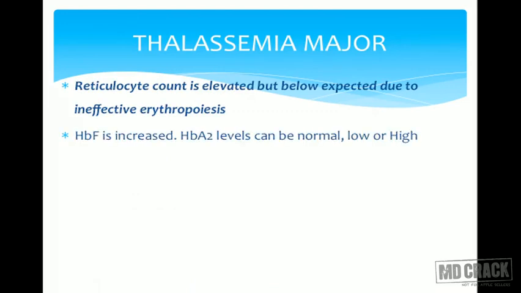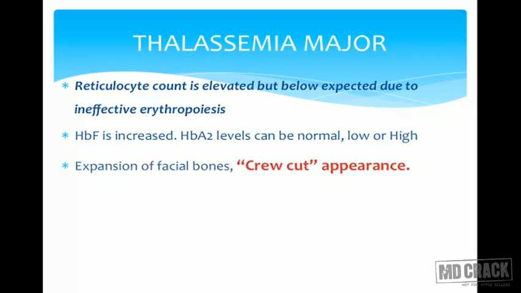In all the cases of hemolytic anemia, what is most important is the reticulocyte count. Here also the reticulocyte count is increased, but below the expected level. How much you are expecting, it will not be so much. It is mainly due to ineffective erythropoiesis. If you send the blood sample for hemoglobin F estimation, it will be raised. Hemoglobin A2 levels will be normal, or slightly low, or even maybe high.